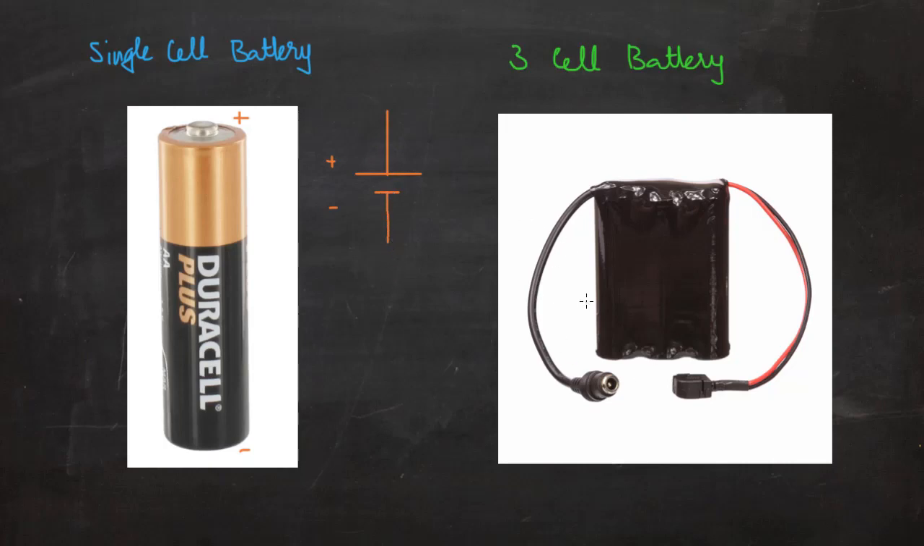What about a three cell battery? So this is a single cell battery. What about a three cell battery? There would just be a combination of three of these, something like this, with the wire. So this would be a representation of a 3-cell battery. This terminal would be the positive terminal, this would be the negative.